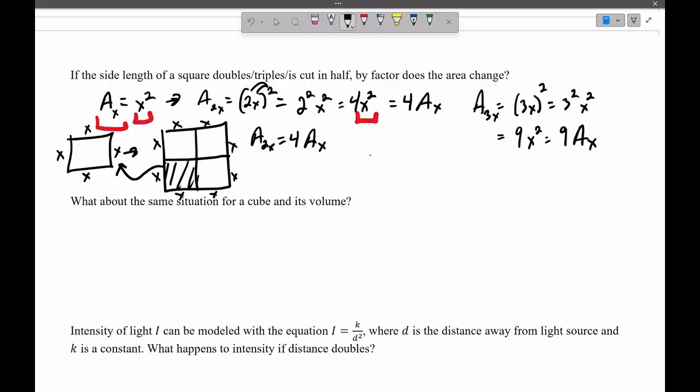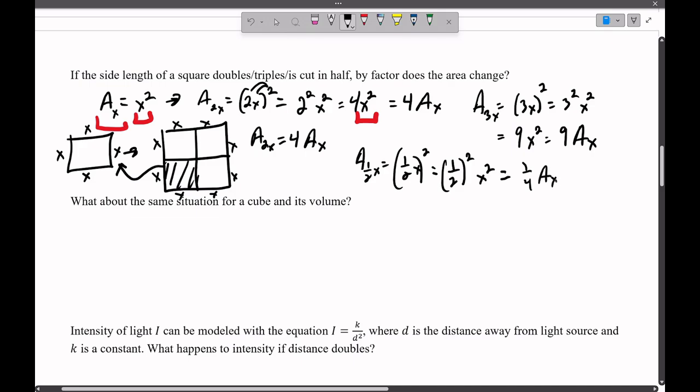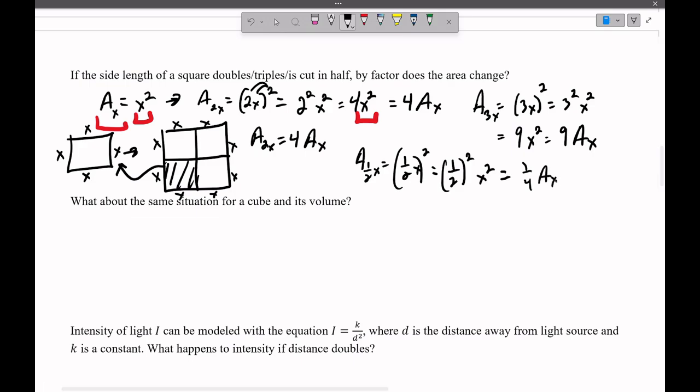And finally, if it's cut in half, the same process applies. Area of 1/2 x equals 1/2 x, squared. Again, rules of exponents, that's what I'm using here. I can make this a negative power if I wanted to, I don't have to. I'm going to 1 over 4 x squared, which of course is just the area of x. So we have 1/4. It's always the squared power of whatever the multiplier is here. You can also write this as 4 to the negative 1 of the area of x. All the same thing that we're talking about.